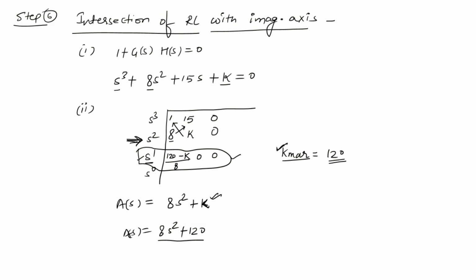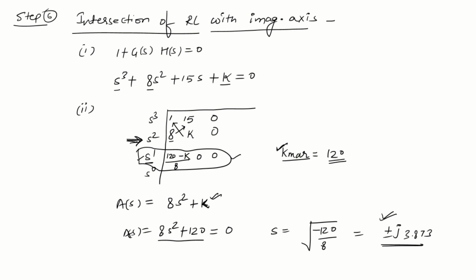So we will find the roots of this equation. So let us put it equal to 0. So the root of this equation is s equals to square root of minus 120 divided by 8. So this will come out to be plus minus j 3.873. So this is the complex value 3.873. So this is the intersection point of root locus with the imaginary axis.